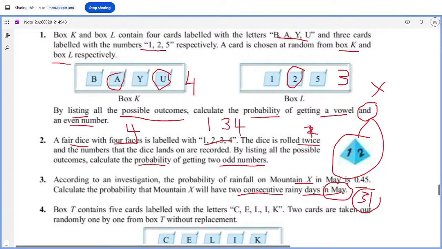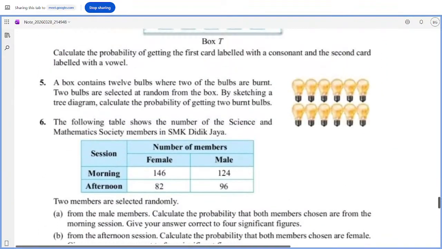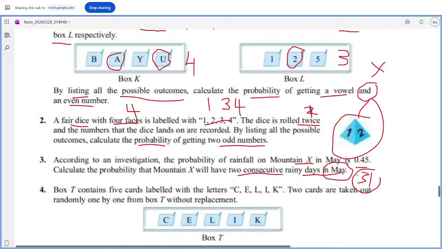So you want to have it 2 times, means 0.45 times 0.45. You want it to happen 2 consecutive days, so basically just multiply both, guys. No need to consider how it occurs. Just 0.45 times 0.45. 0.2025 is the answer. That's all. Get the concept.